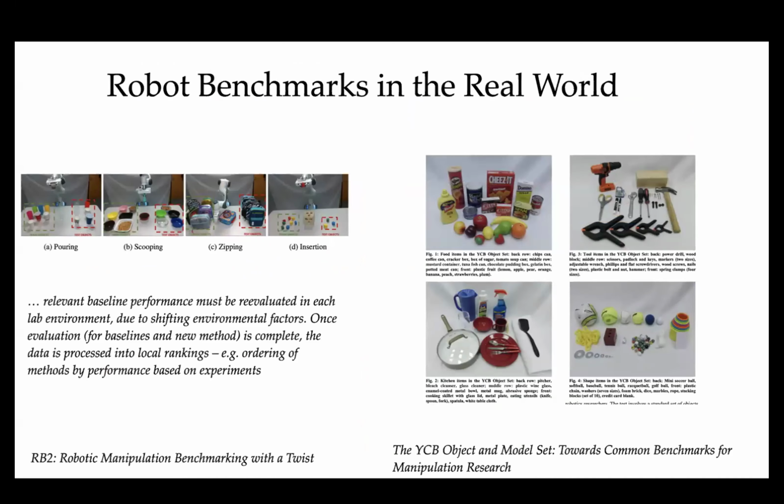And there are these robot benchmarks in the real world that I said are a little bit kind of silly in the era of foundation policies, that defined, let's say, very few tasks like pouring, scooping, zipping, insertion, and they give you the assets to have apples-to-apples comparisons, and you need to repeat this resetting process that I showed you earlier. So this is also not very scalable.